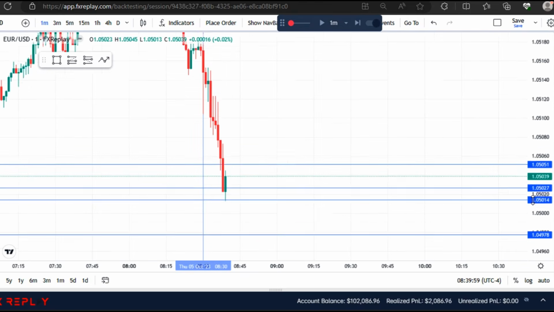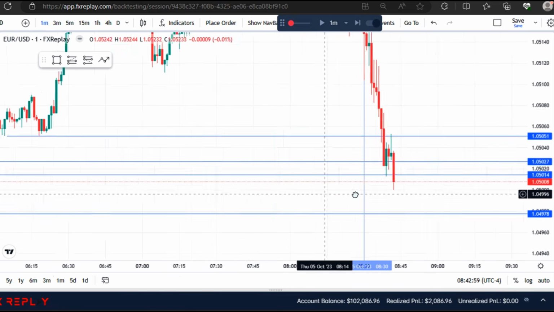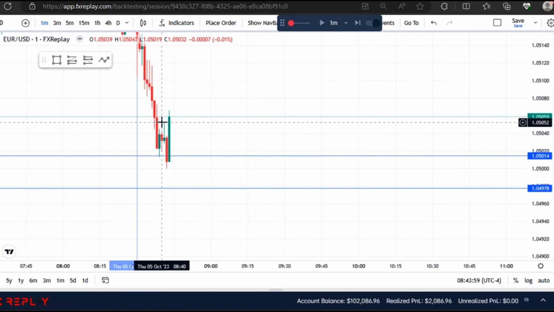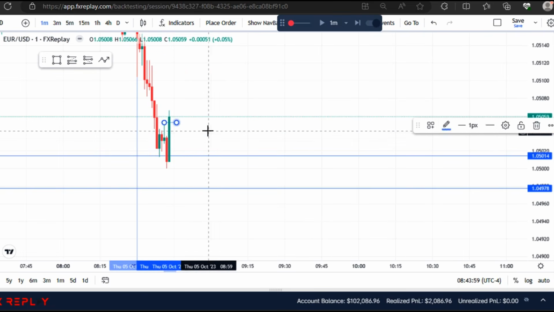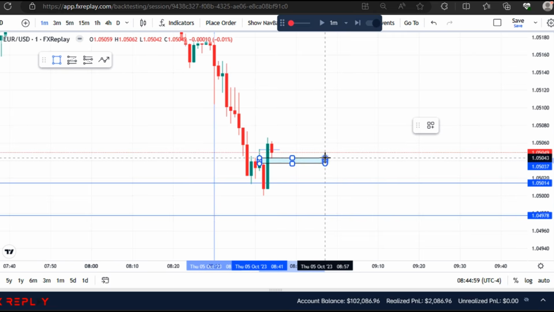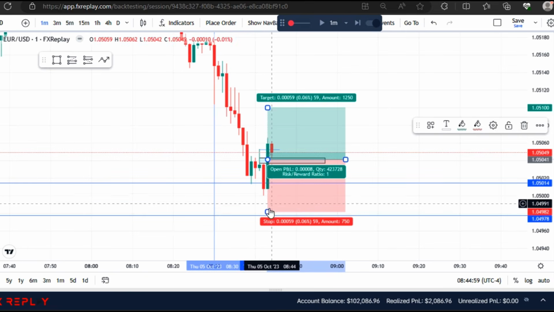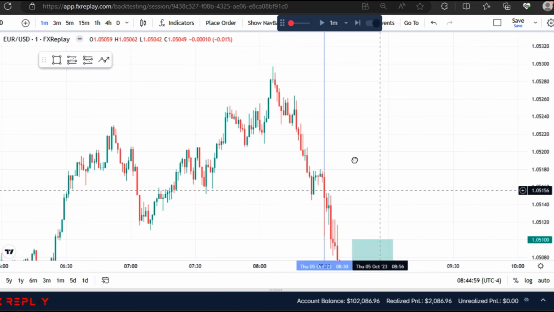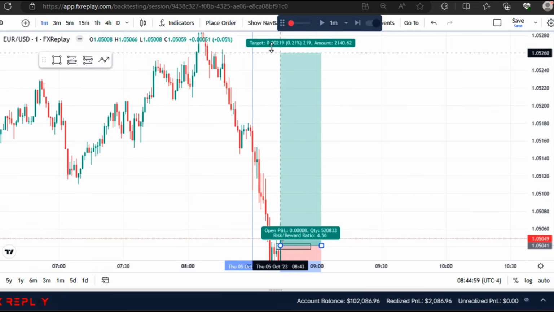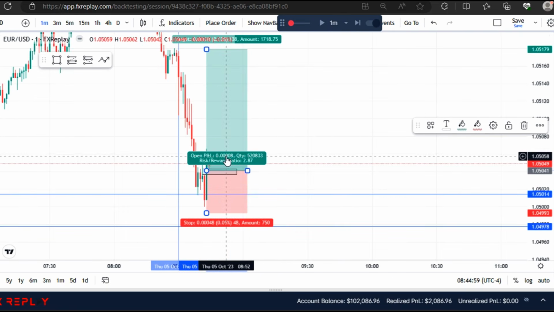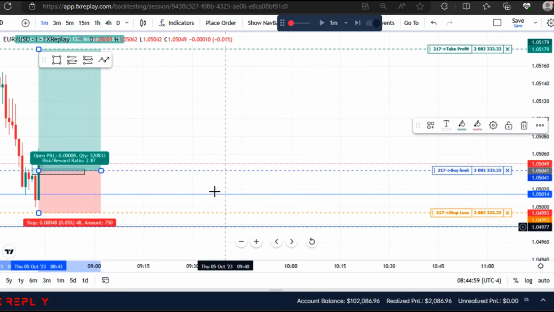Price went ahead and took not one but 3 of these sell side liquidities. Let's switch to 1-minute time frame. Soon after that, we got displacement in the opposite direction, which gave us our market structure shift and a fair value gap. We will place our limit order on that fair value gap. Place our stop loss below that low, and our profit target can be all of these buy-side liquidities. But I will target this low-hanging fruit, which will give us a 1-to-2 risk-to-reward ratio.